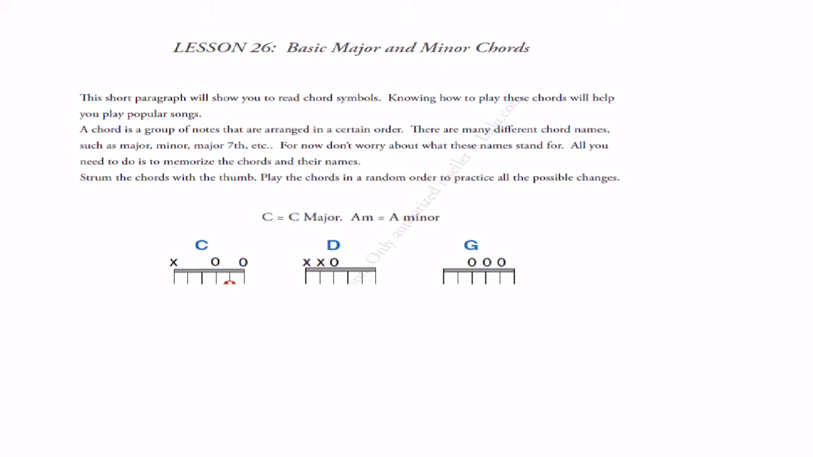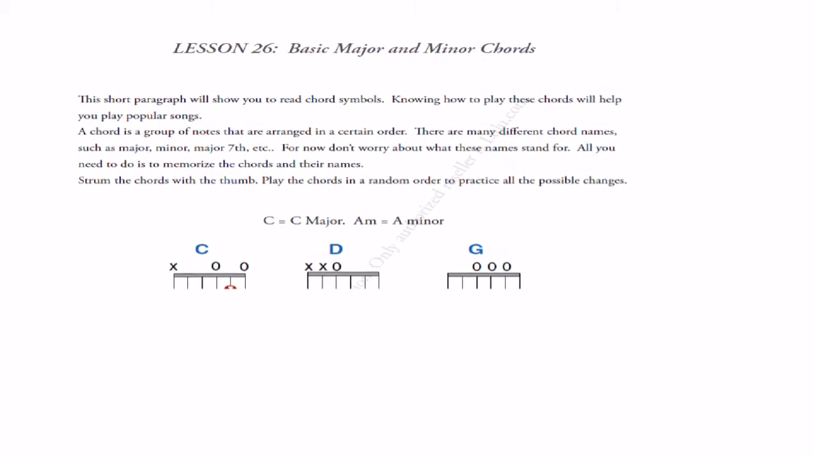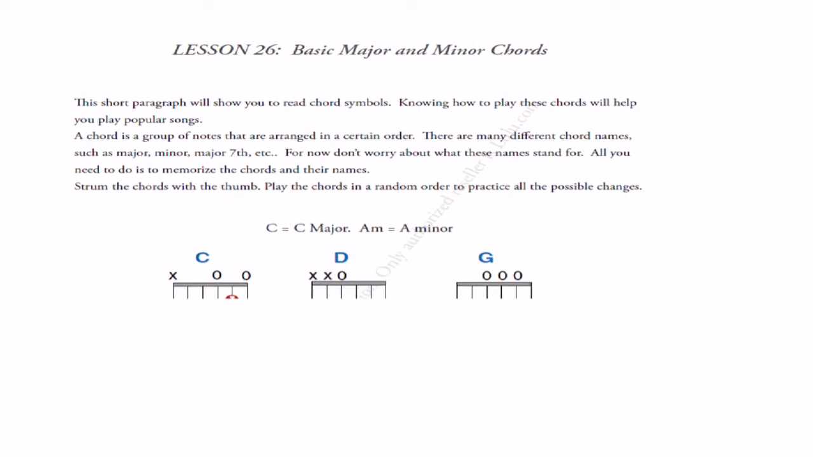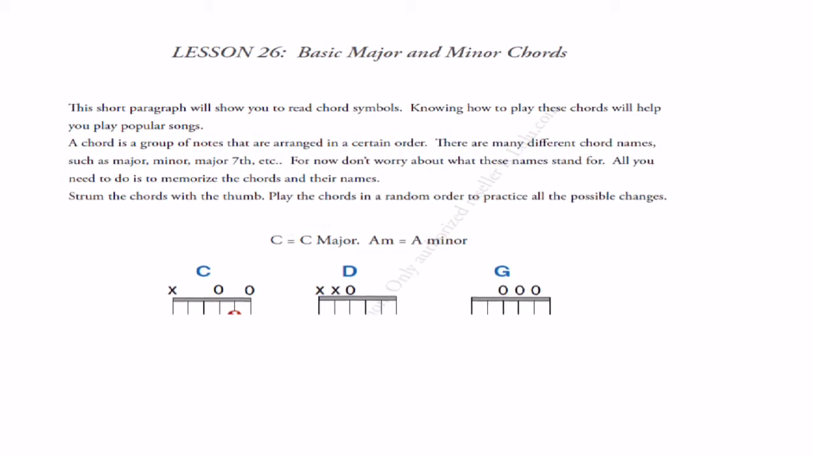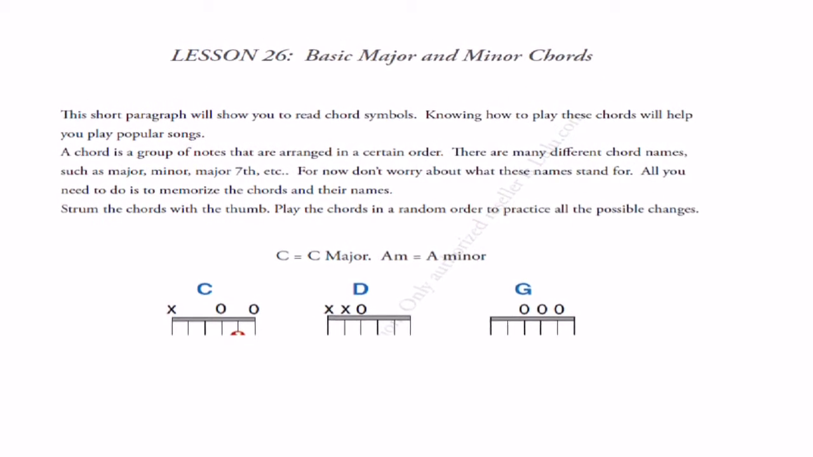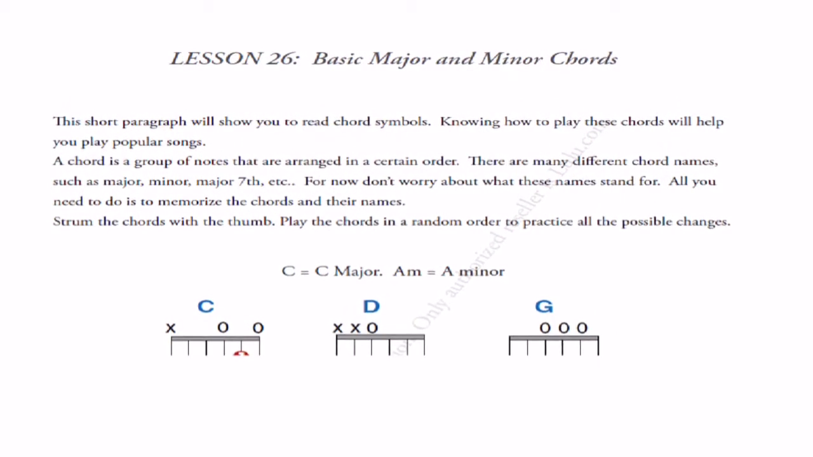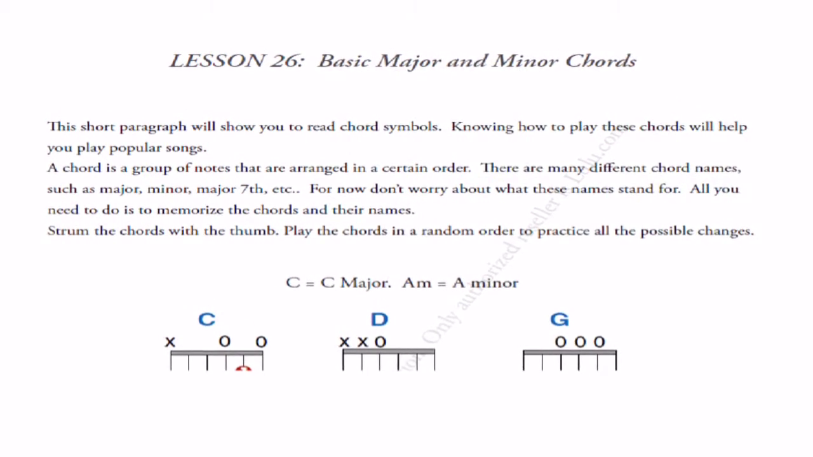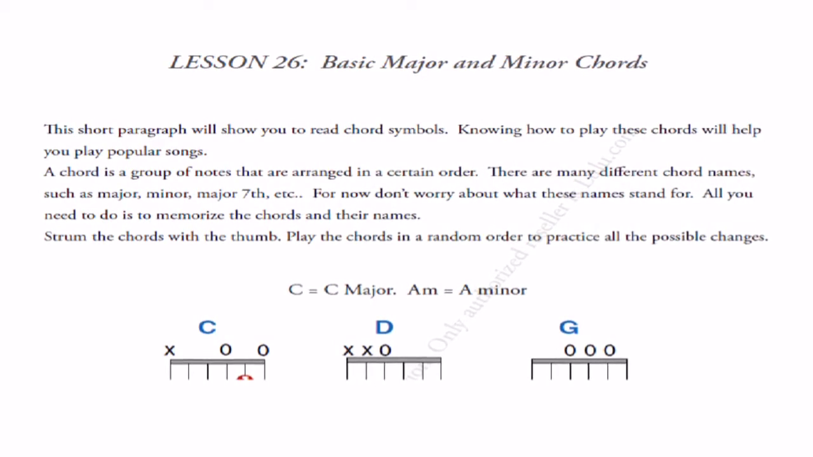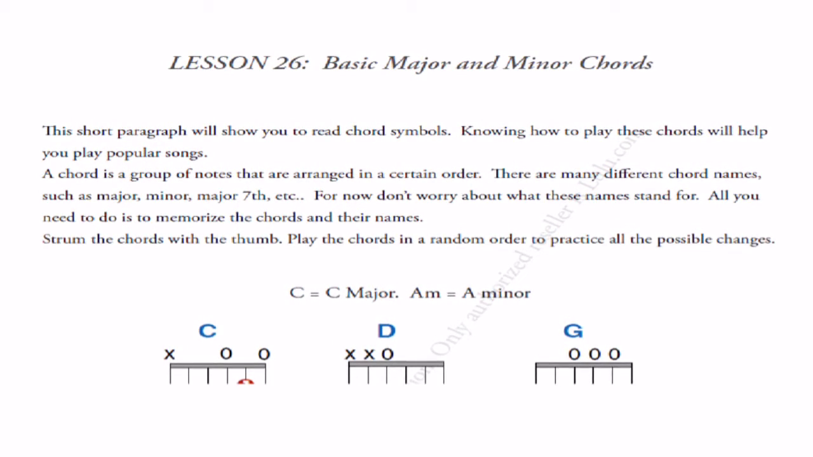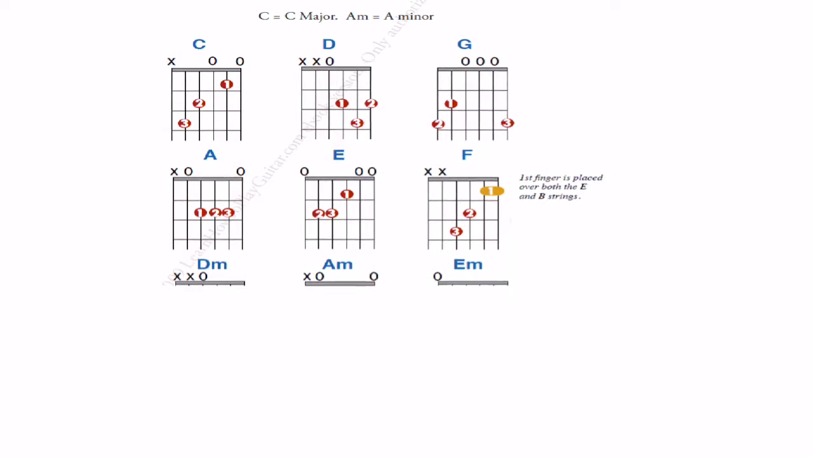In this video, we're going to talk about how to play chords and how to read a chord diagram. A chord is a group of notes arranged in a certain order. There are many different chord names such as major, minor, major seventh, etc. For now, you don't need to worry about what these names stand for. All you need to do is memorize the chords and their names.